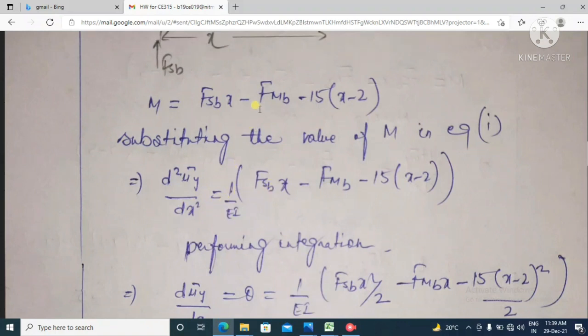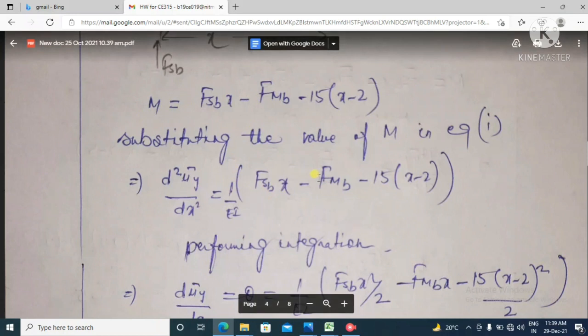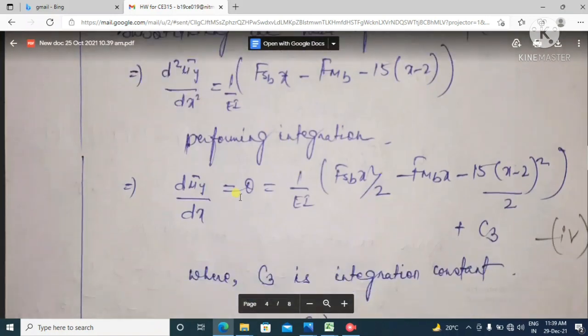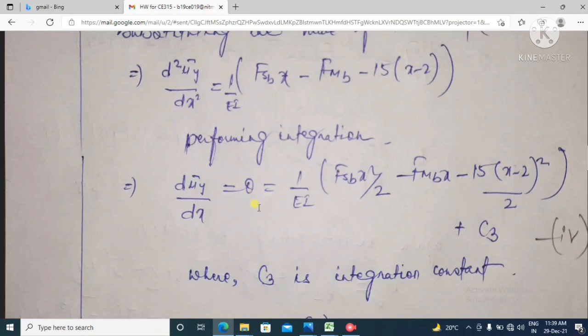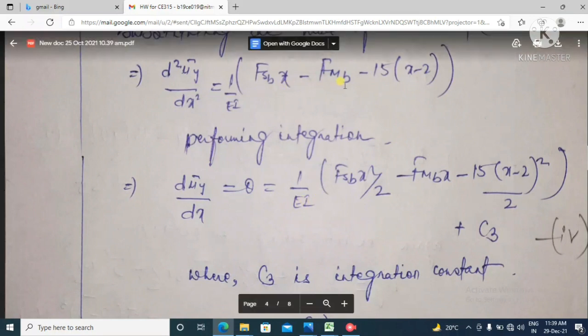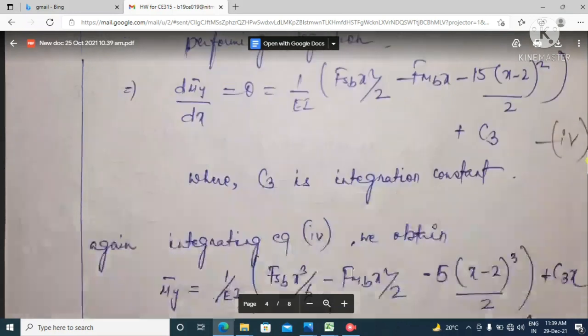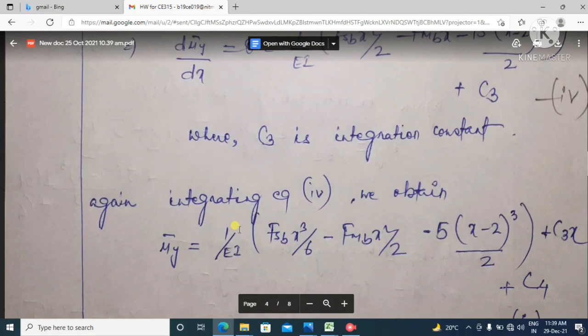So d²y/dx² = (1/EI)[F_sb x − F_mb − 15(x − 2)]. We are substituting the value of this M. Again I will perform integration, so we will get the slope: the slope is equal to dy/dx = (1/EI)[F_sb x²/2 − F_mb x − 15(x − 2)²/2], and one integration constant will come. I have named it C3, where C3 is the integration constant.